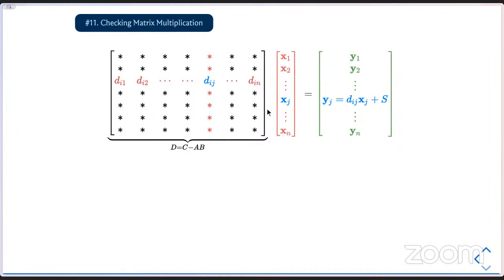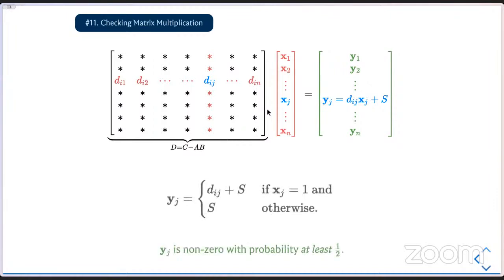Now, let S be the sum of all the other Dik times Xk terms, other than the jth entry. If that value S is non-zero, then even if Xj is 0, I'm happy. Okay, so maybe this is not the cleanest way of bifurcating the cases, so let me just show you the way it's most convenient to write this out. If Xj is equal to 1, then Yj's value is Dij plus S, whatever this remaining sum is. And if Xj is 0, then its value is S.